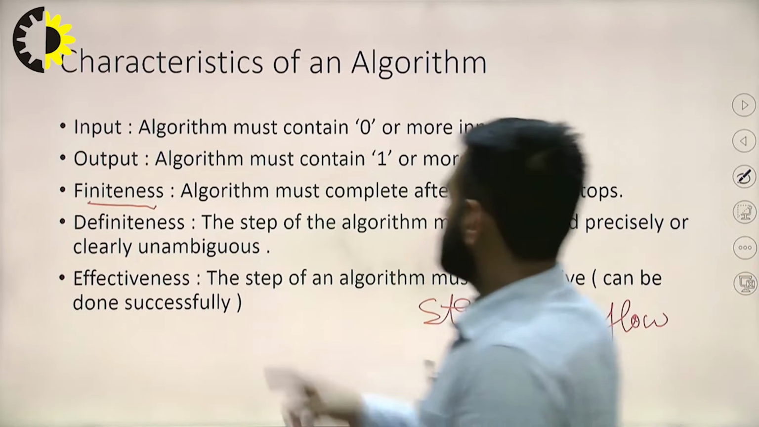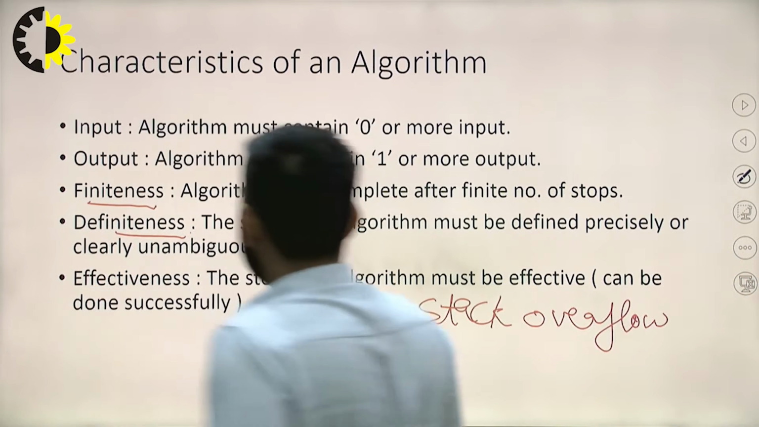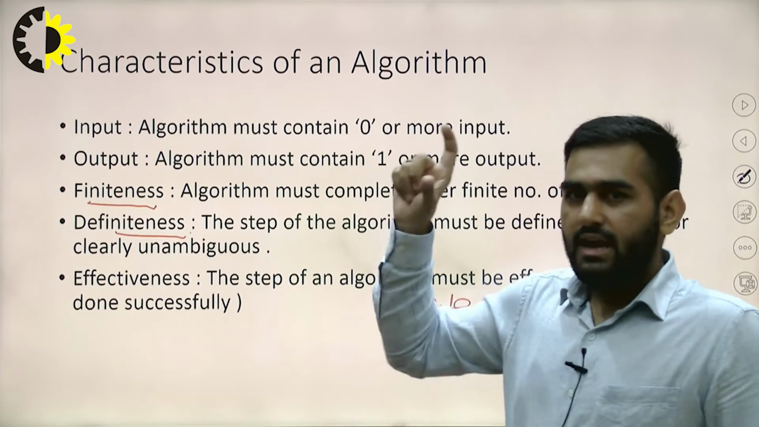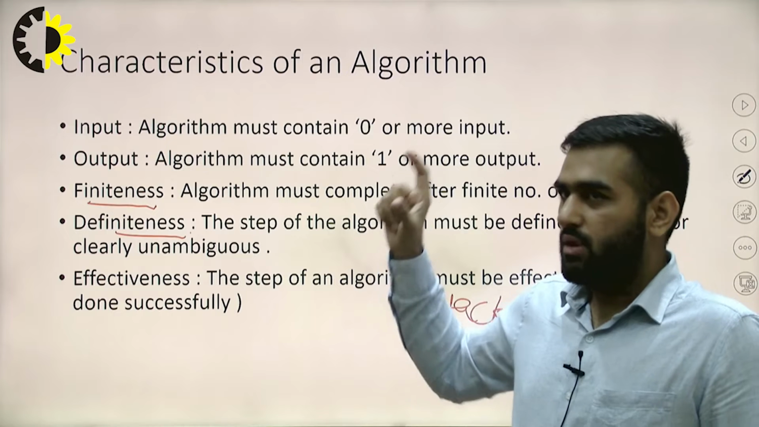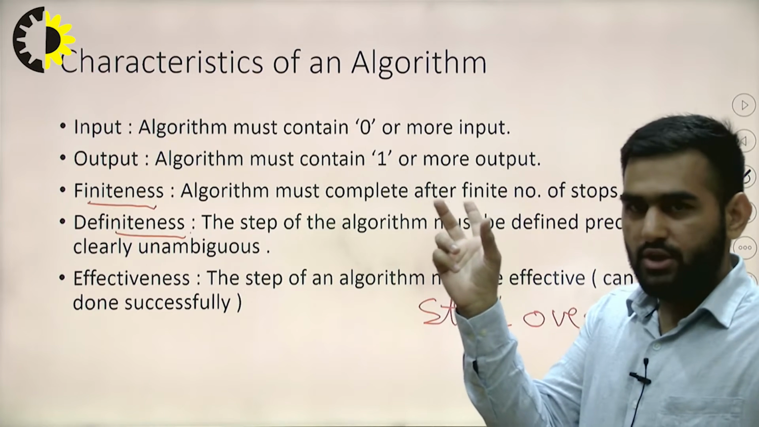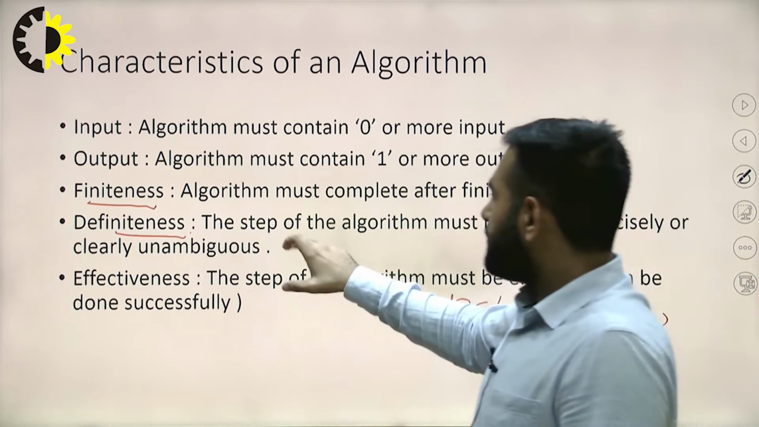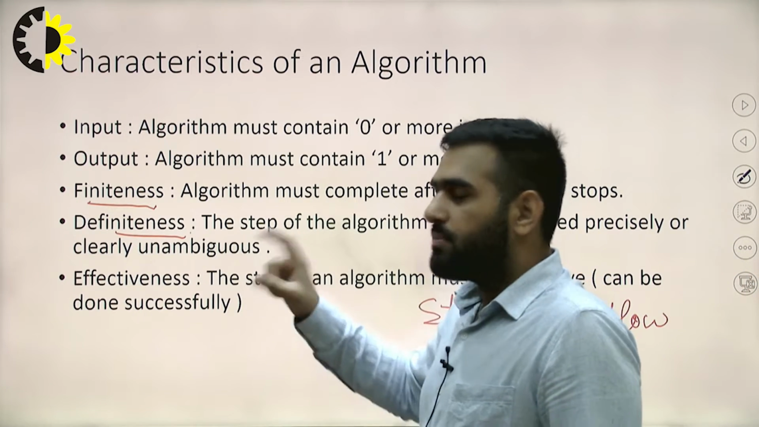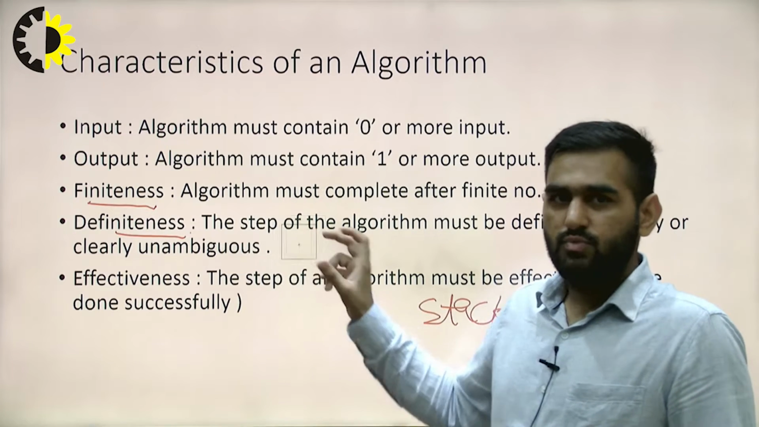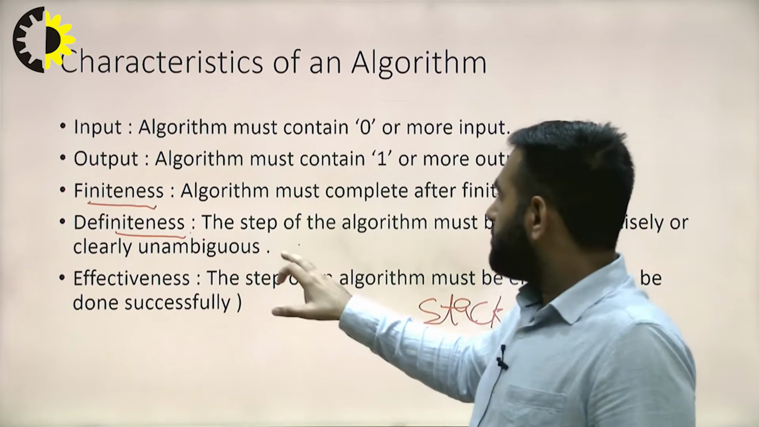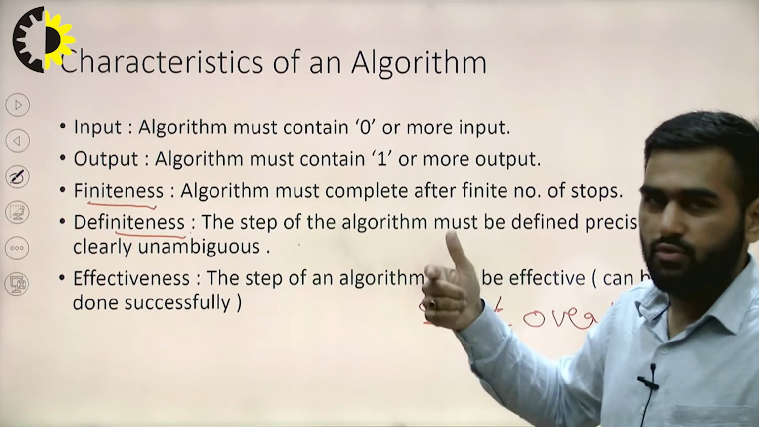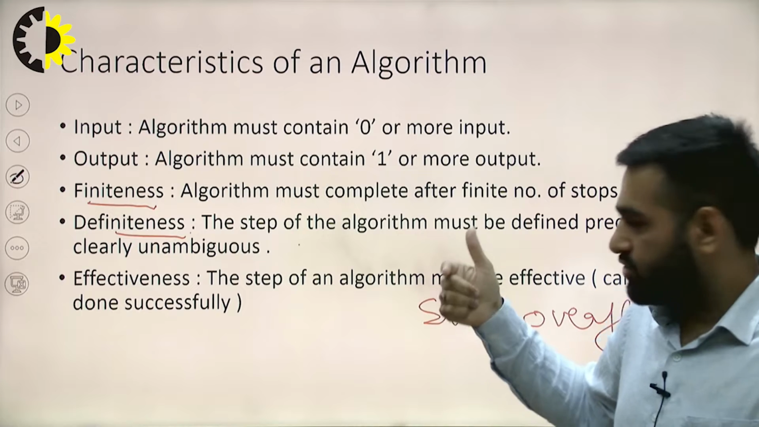Next is definiteness. That means all the steps in the algorithm, like what I said in the algorithm part, form a step-by-step process to solve a particular problem. If any step is repeated, what does it mean? It is ambiguous. So there should be no ambiguity. No such step should be there that repeats. Repetition is not allowed in an algorithm.